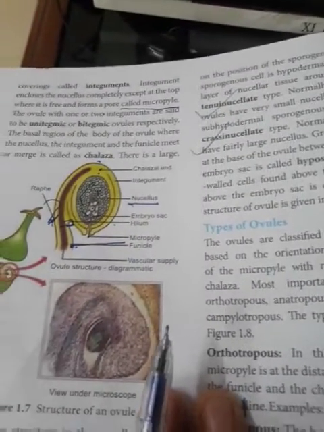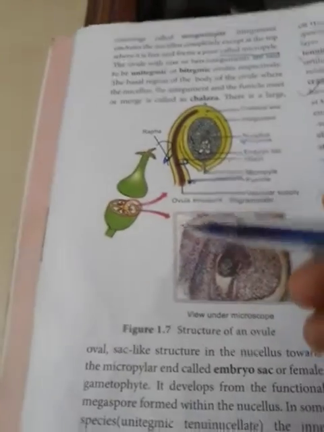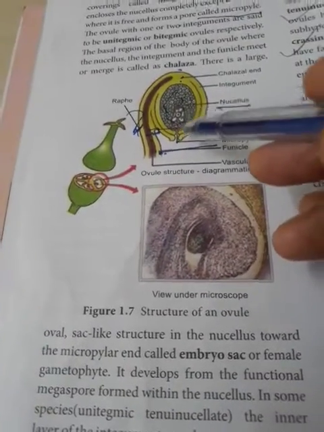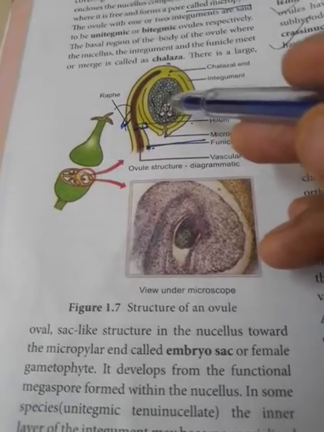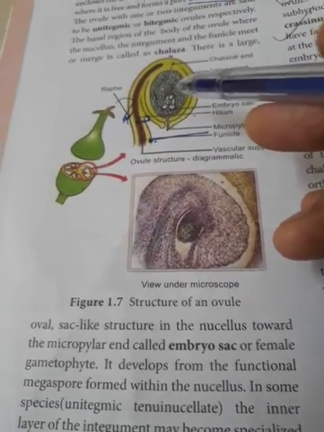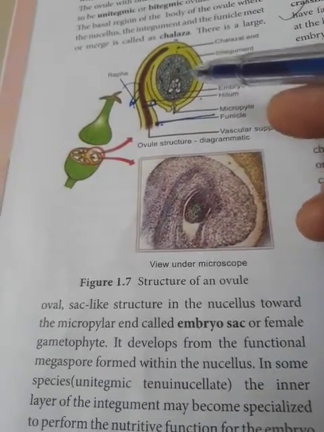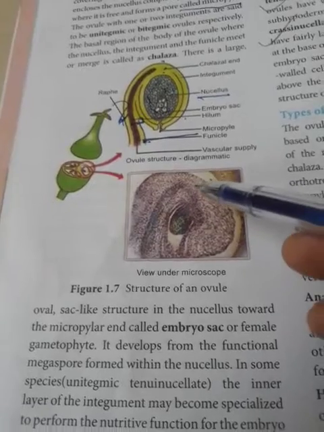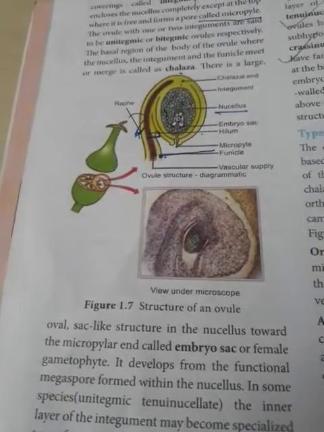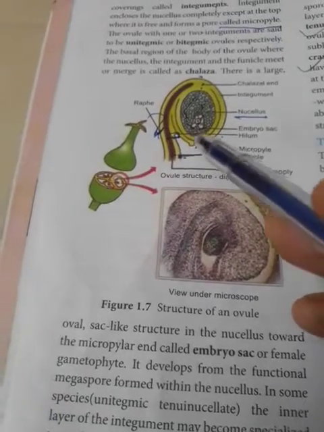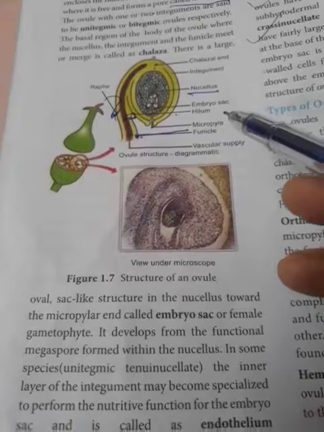There is a large oval sac-like structure in the nucellus towards the micropylar end. It is called the embryo sac or female gametophyte. It develops from the functional megaspore formed within the nucellus. In some species that are unitegmic and tenuinucellate, we will come to tenuinucellate next. Unitegmic means the ovule has only one integument.